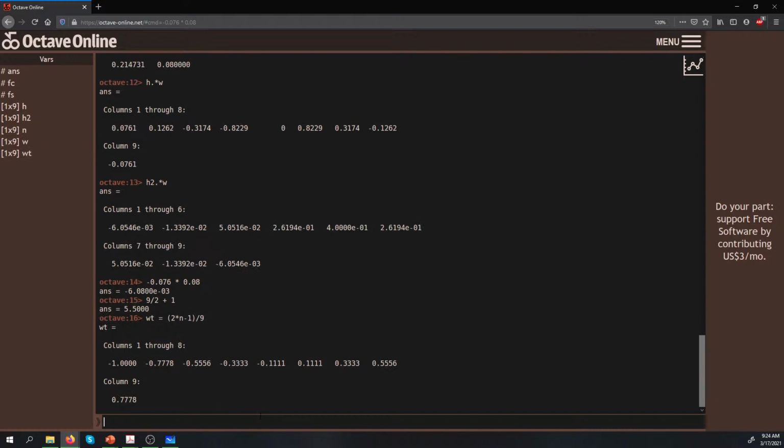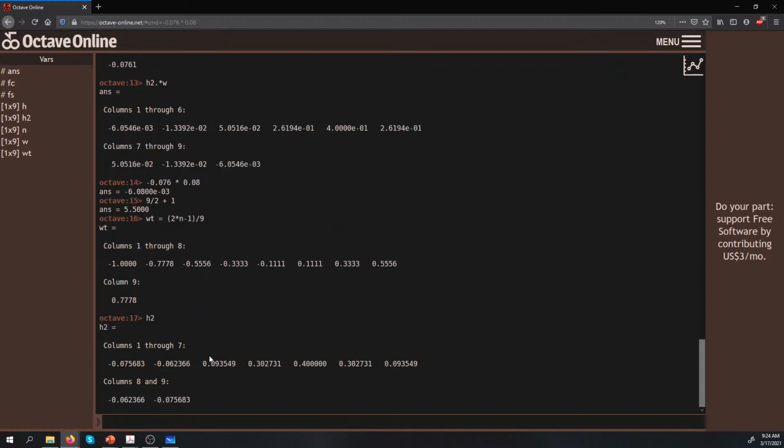Right, so yes, that should work as expected. Alright, we got 9 values here, but we only have to use 8 of these values as required. 8 values? No, we only have to use 9 values as required, right? That's correct, because we have 9 values for our h of n, if I remember correctly. So h2 had 9 values.